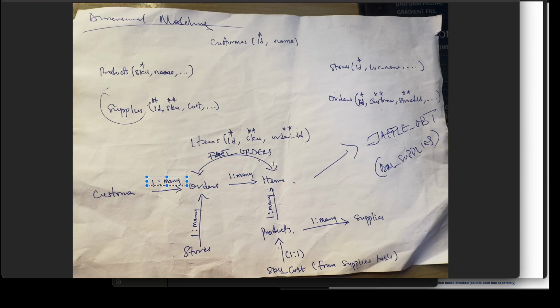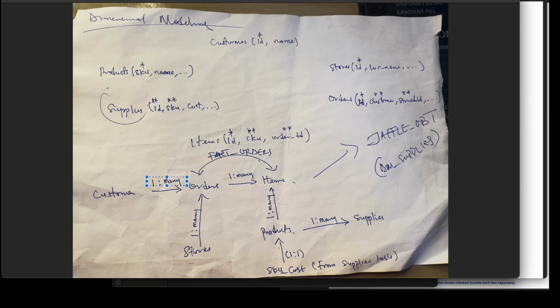But on the other hand, on the fact orders table, customer ID can be repeated because a customer can get an order on multiple occasions. So the customer ID is going to be repetitive in the fact orders table. So that's one to many.